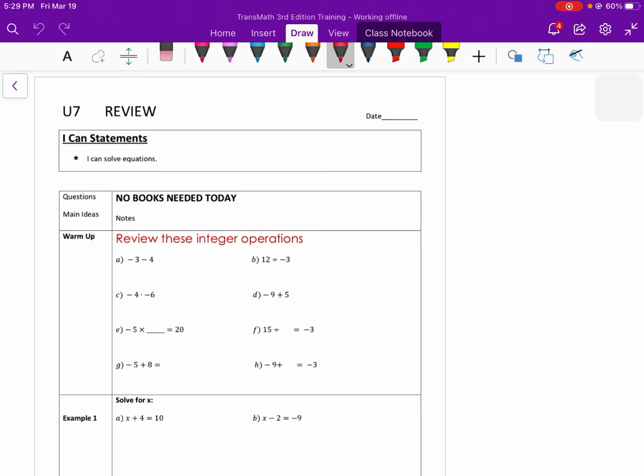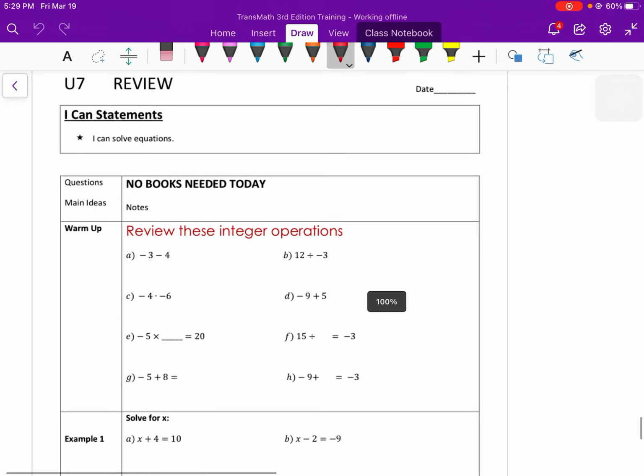All right, welcome back, class. This is the Unit 7 review. If you're not in class today, we have an exam tomorrow on Unit 7, so we're going to go over the review and make sure that we're ready and understand how to solve one-step or multiple-step equations.